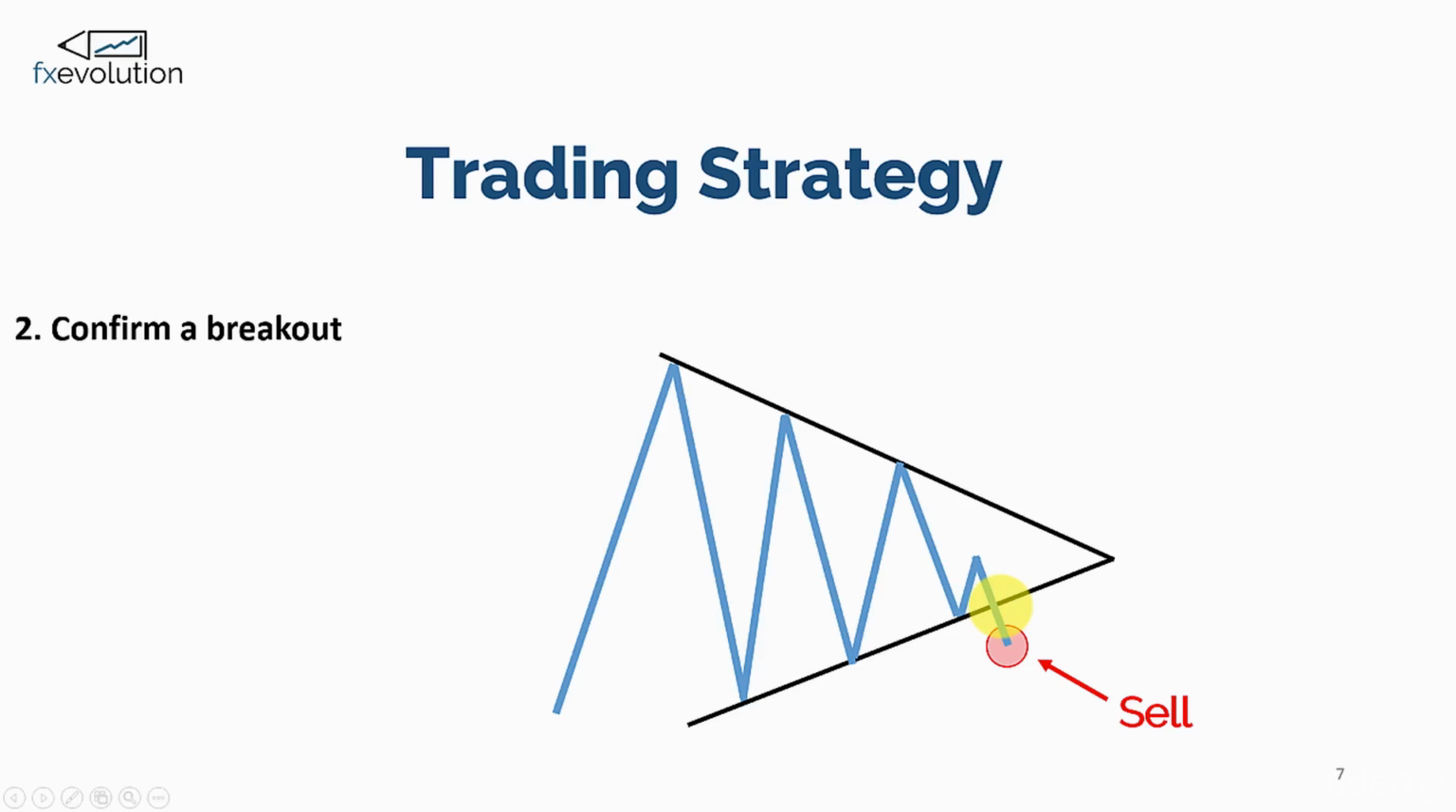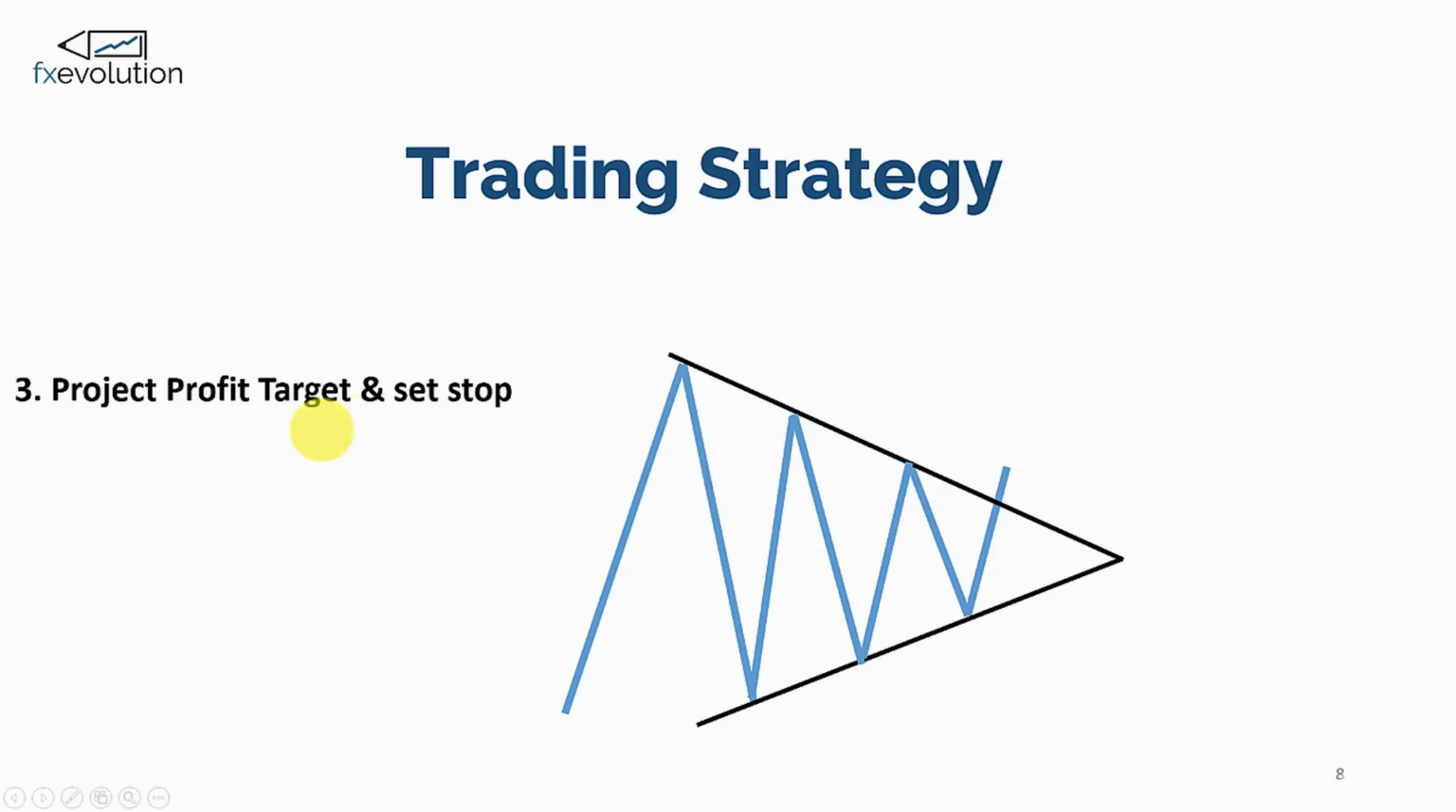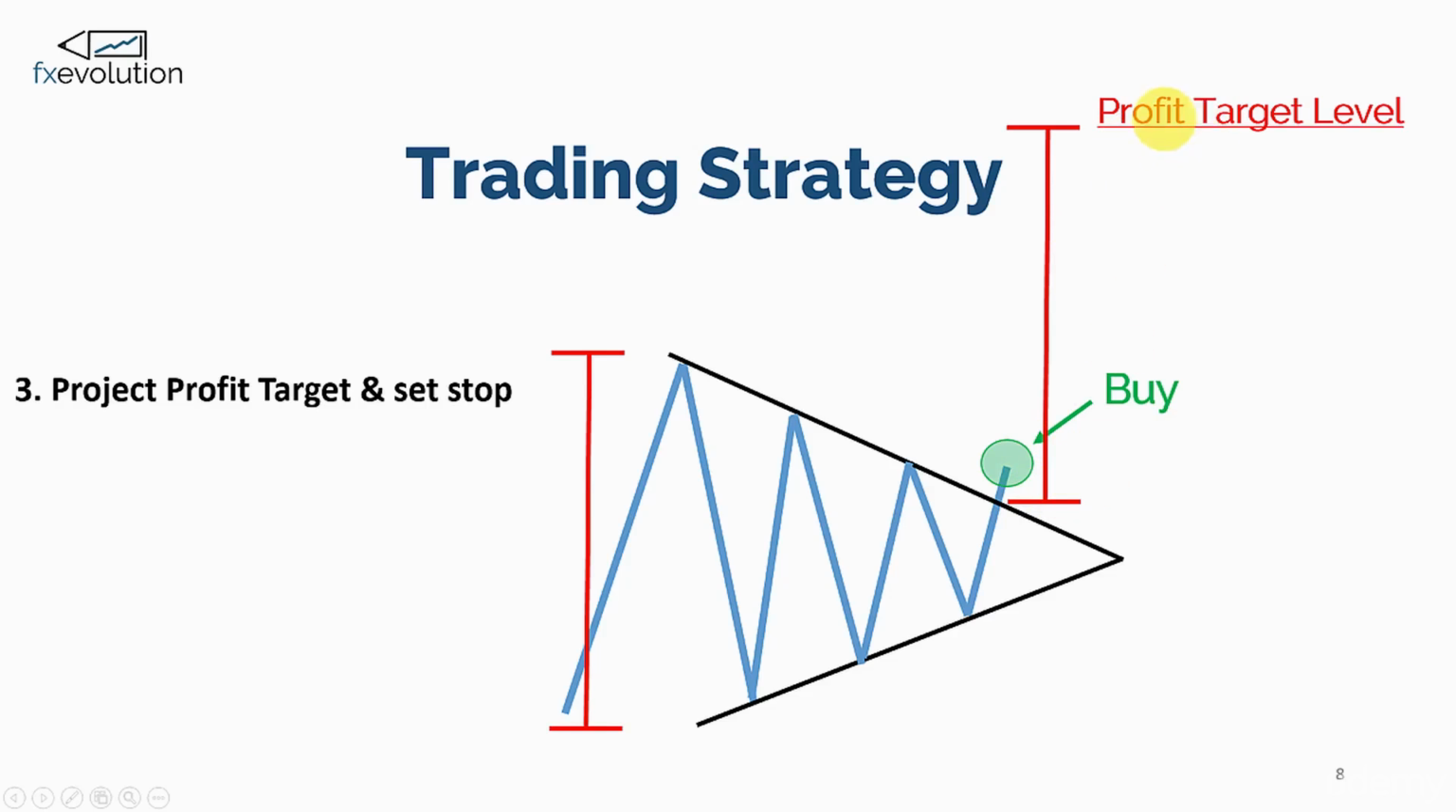But how do we project the take profit, or the profit levels, and where do we put our stops? If we were buying here on the breakout to the high, we'd take the distance of the triangle at the start of the formation and project that out as our profit target level. We could also place our stop loss below the last low within the triangle. So you can see how this can be quite good for our risk reward strategies. We have a stop loss that's quite small with a take profit that's quite large.